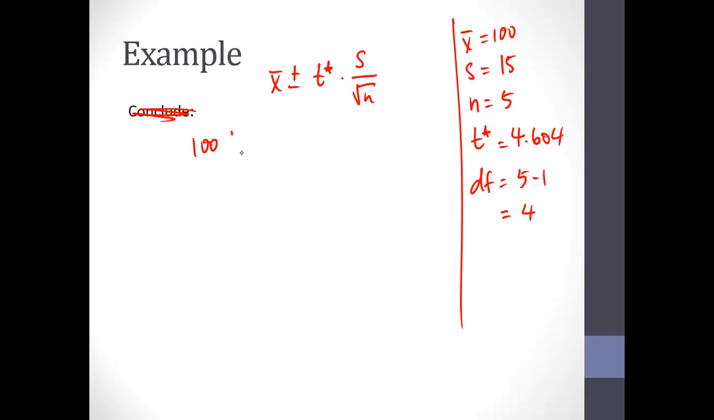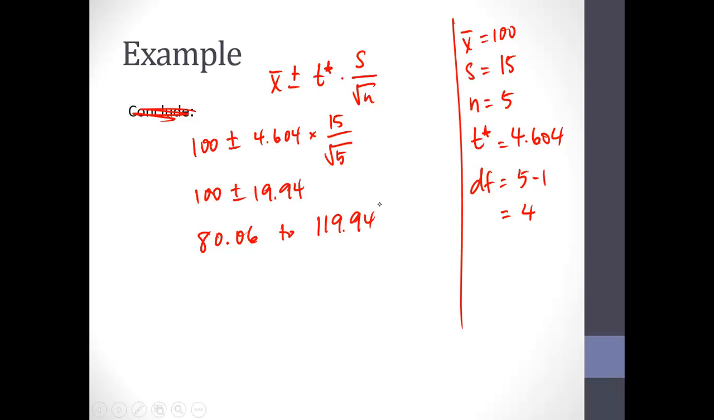I have 100 plus or minus 4.604 times 15 divided by the square root of 5, which is the same as 100 plus or minus 19.94, which is 80.06 to 119.94. So there's my confidence interval.